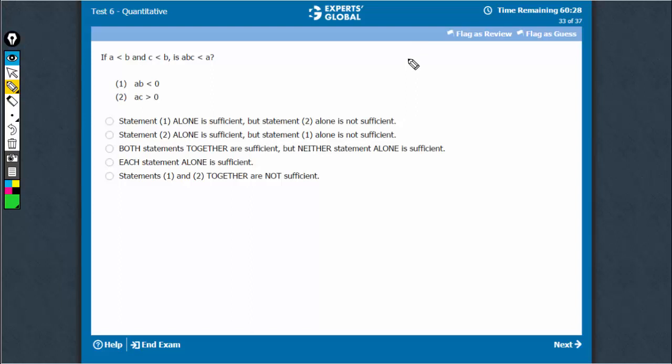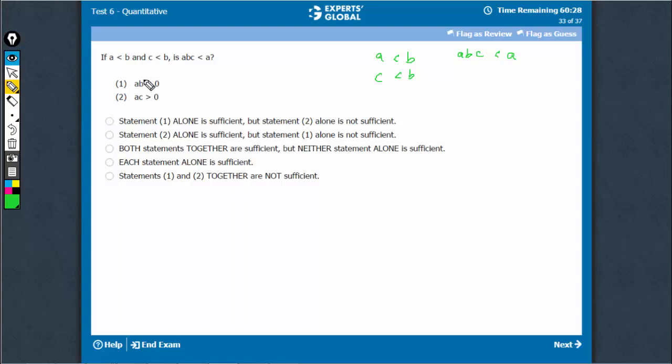So we know that b is greater than a and b is greater than c also. The question is: is a greater than a into b into c? Statement 1 says that a into b is less than 0. This alone cannot be sufficient because it doesn't talk about c. However, it gives me some important information.